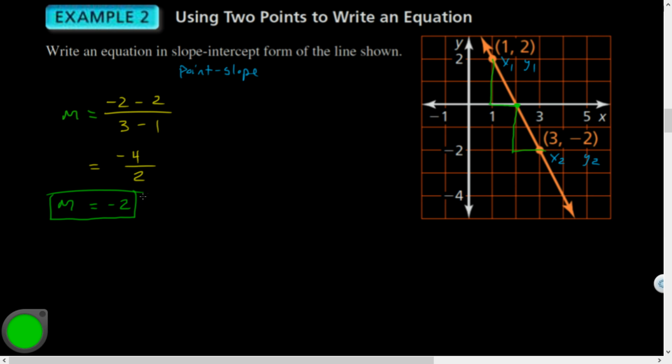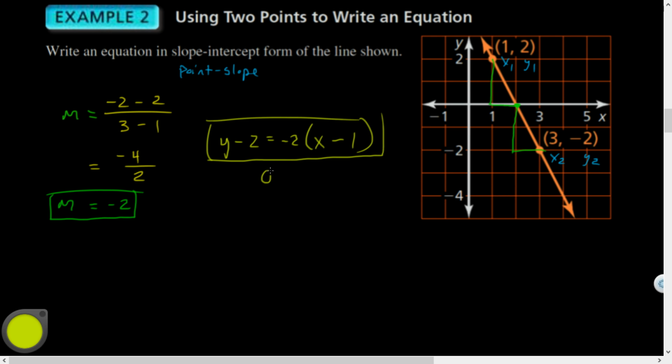So I've got my slope, and I actually have 2 points. So let's write our equation in point-slope form. I could write y minus y1 equals m times parentheses x minus x1. So here's point-slope form.